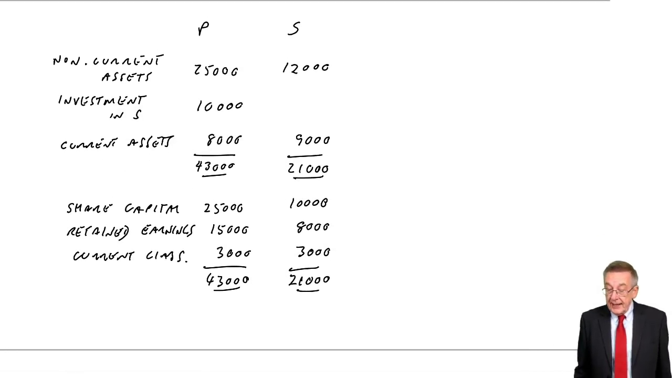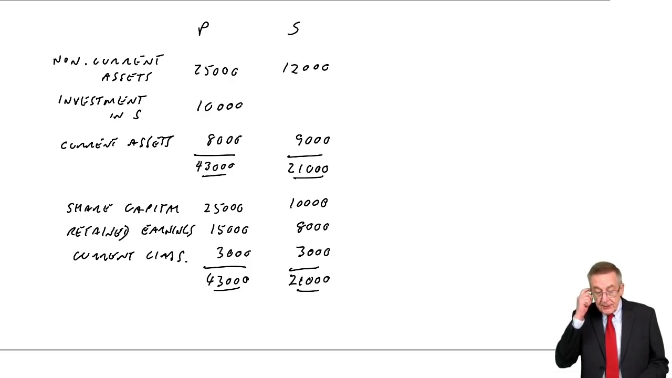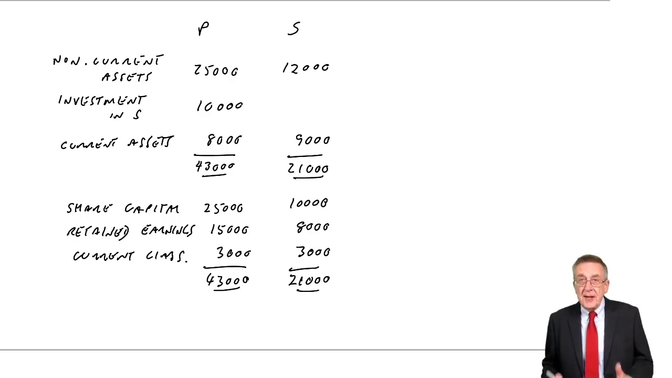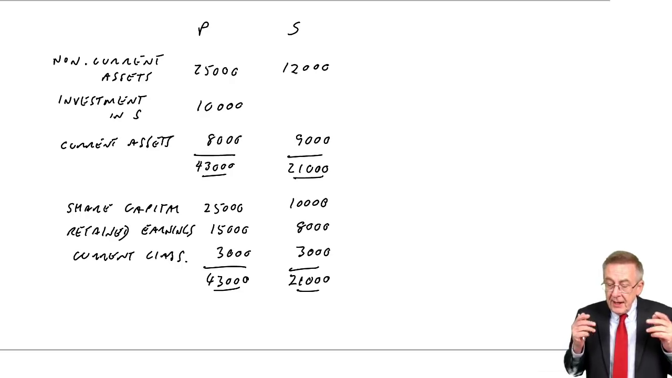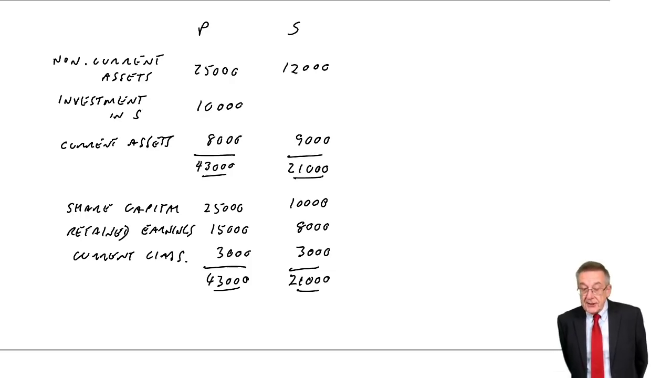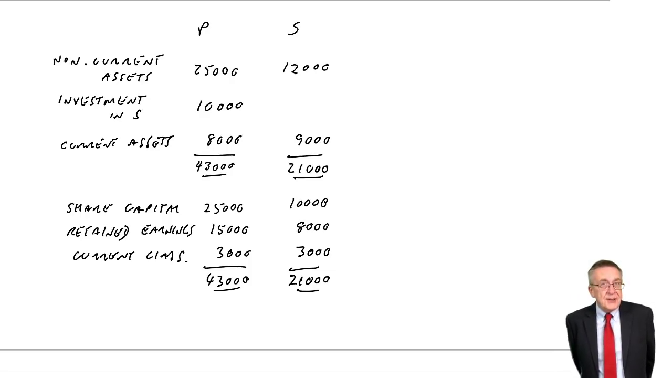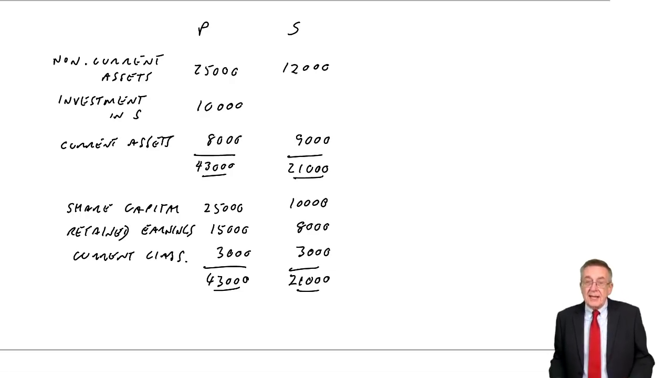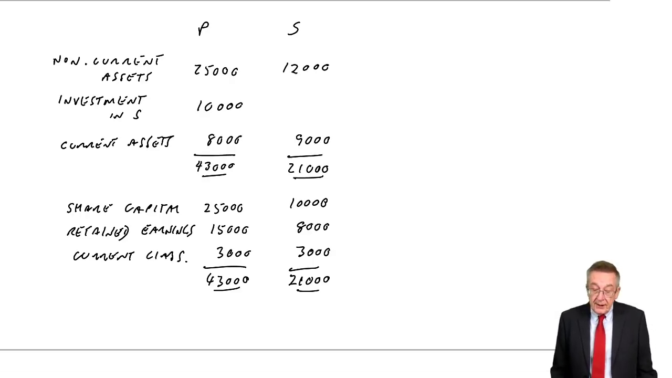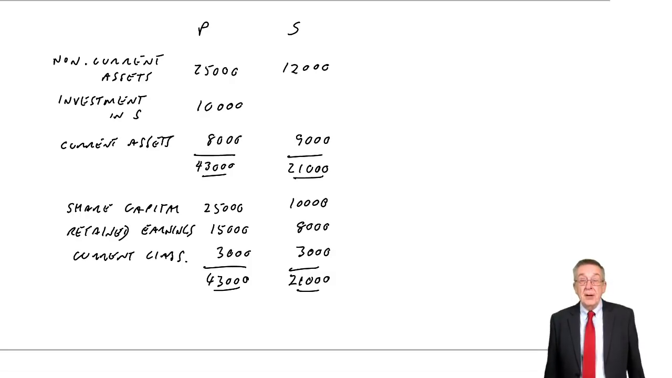I've actually copied out the example, so I can stress things. We have two separate companies. In law, they are separate with two separate statements of financial position. You can see P has non-current assets 25,000. Investment in S: they bought shares in the other company, and so it's an asset like any asset in P's statement. Current assets 8,000, share capital 25,000, retained earnings 15, current liabilities 3. So all perfectly normal.